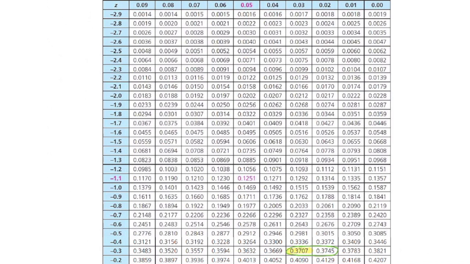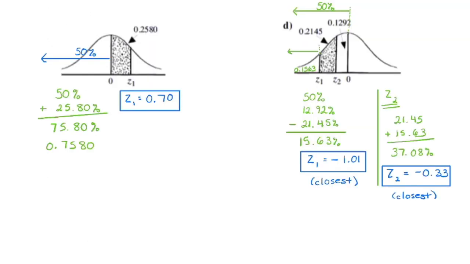0.3708 is not on here, but it's going to be between these two numbers, closer to this one. So the z-score that corresponds is -0.33. And then always make sure that you verify those values. If this is 0, we know the x-axis is a number line. This number is going to be closer to 0 than this is, and that is in fact the case. So if there's any mistakes, hopefully you can catch it.